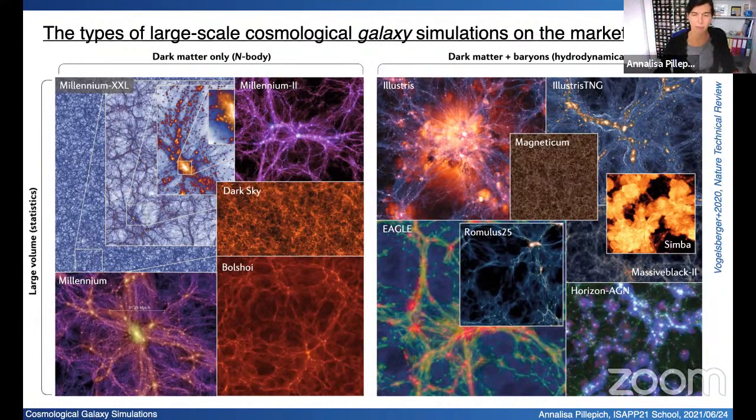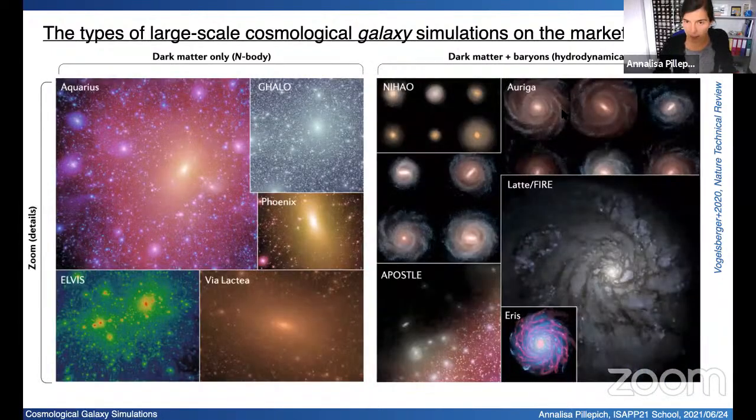And you may have heard also of other projects, which on the left are again dark matter only, and on the right, galaxy formation simulations. And these are so-called zoom simulations. They're still cosmological, so galaxies are allowed to merge with others, but the resolution, which we'll come to in a second, is all focused on one individual object. These are projects like FIRE, Apostle, Eris, Auriga.